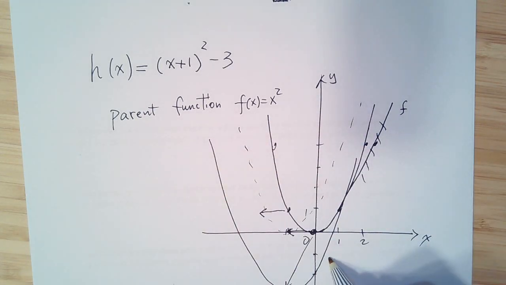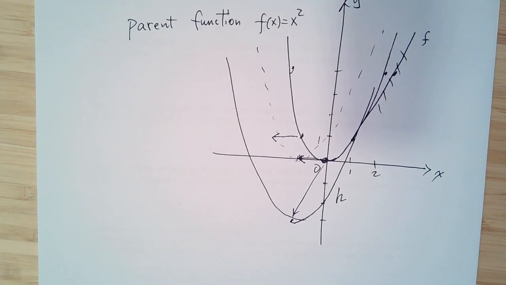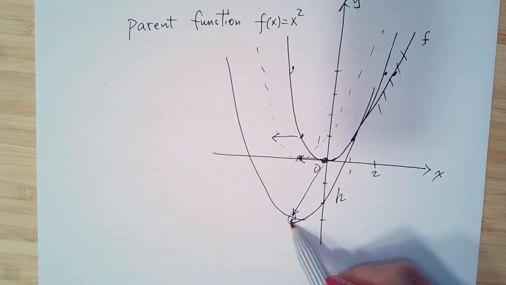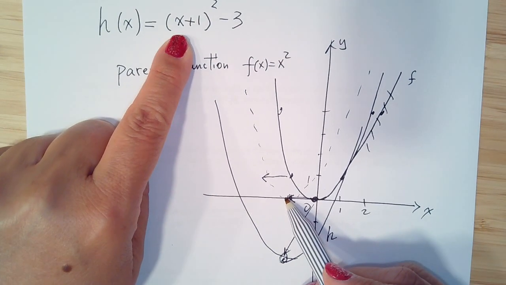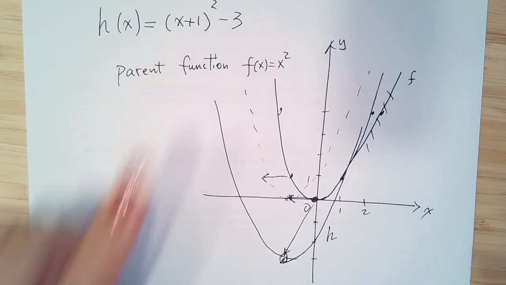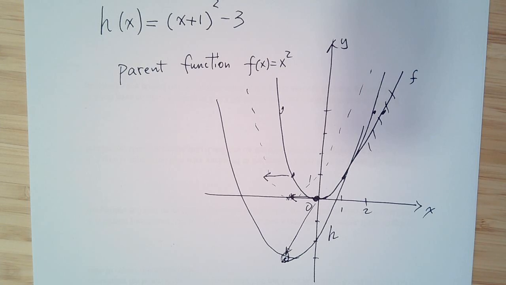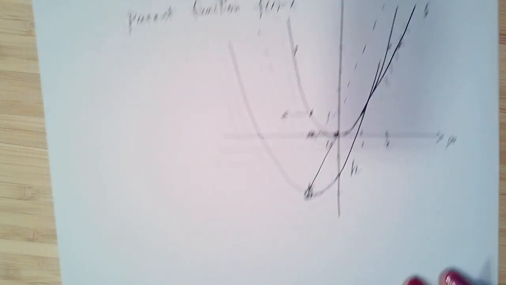That's my h. Make sense? So to the left by 1, and then down by 3. That's how you should shift from your parent function. Okay, one more.